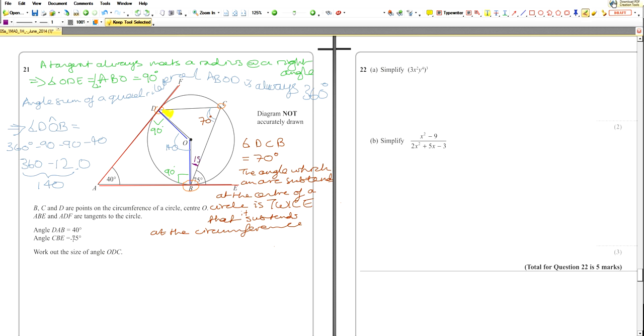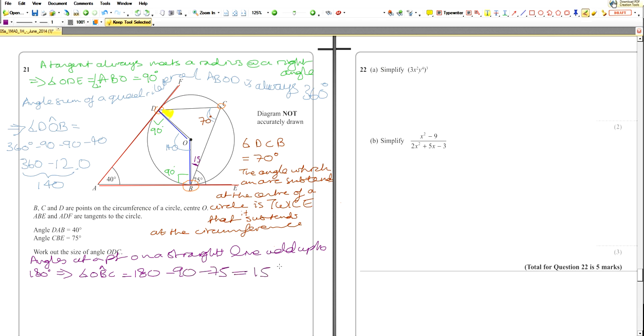So we have to now make a point on that. So we say here angles at a point on a straight line add up to 180 degrees. Therefore, angle OBC is equal to 180 minus 90 minus 75, which is equal to 15 degrees. So we've defined them, we've got 15 from here. That's 15.